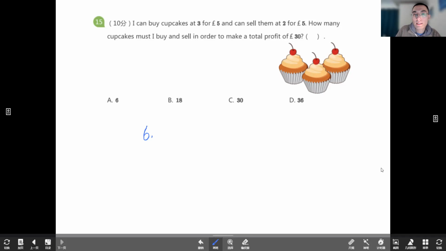So if we buy 6 cupcakes, it costs us 5 times 2, so 10 pounds. This is the cost. And how much do we gain? We sell the cupcakes in groups of 2, and we're going to sell 3 groups of them. So 3 times 5, we will gain 15 pounds. So the profit is going to be gain minus cost, 15 pounds minus 10 pounds. The profit is going to be 5 pounds.